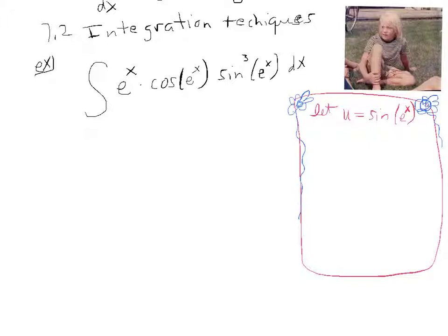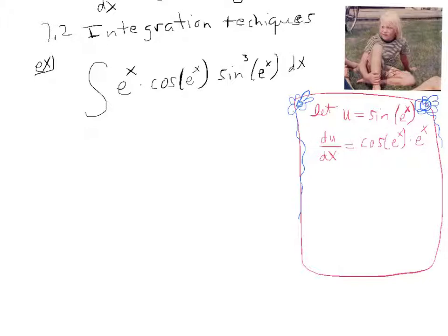Then what you're going to do is take the derivative of both sides of this equation with respect to x. So du dx is equal to the derivative of sine of e to the x, which would be cosine of e to the x times e to the x. Then if I look back, I see that I have a dx there, and that's what I want to substitute back in. This is called the substitution method.